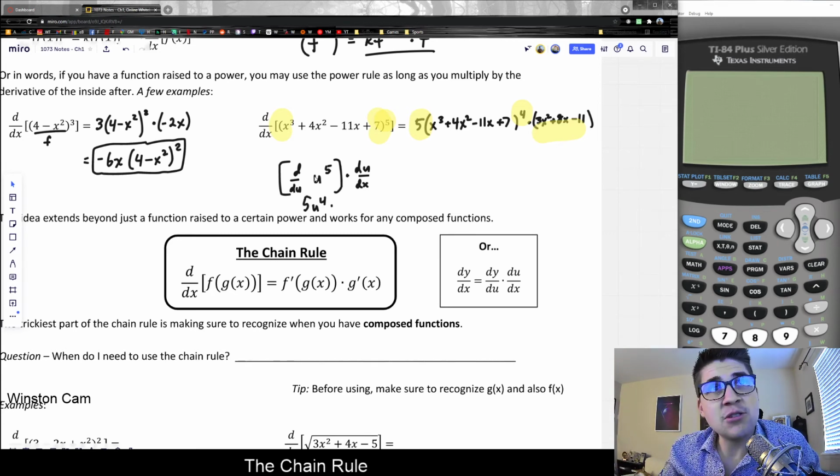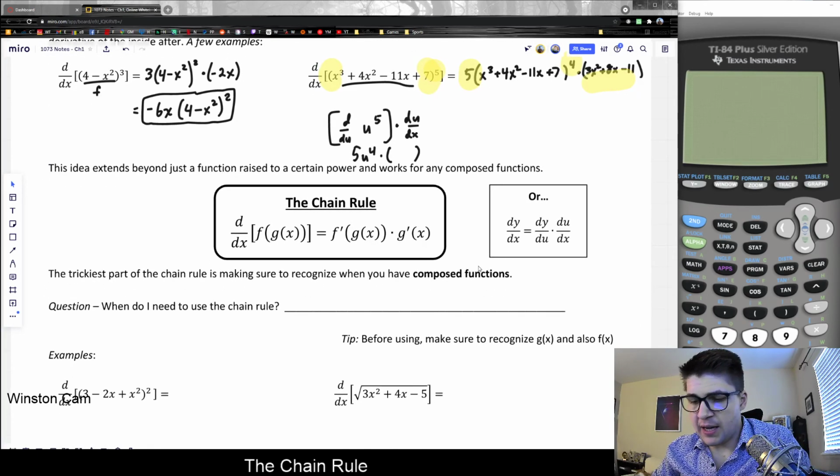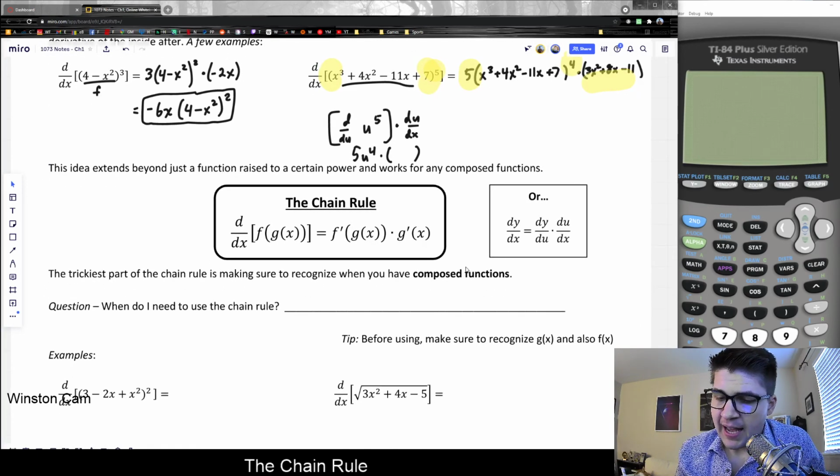And then what I need to do is multiply by du dx, which is just the derivative of the inside. So basically that would represent this. And again, since u is the inside, this gives me exactly the same thing that I got here. I would get 5 times the inside to the 4th, times the derivative of the inside with respect to x. And that's what this means in Leibniz notation. And just to reiterate, I need to use the chain rule when I have a function within another function.